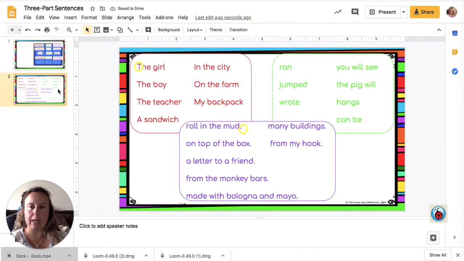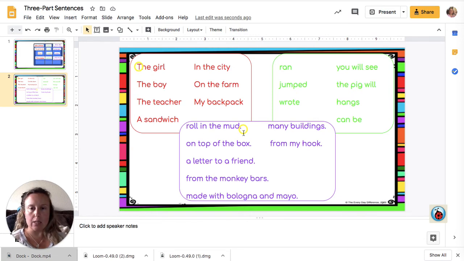Now we're going to go to this page. What I've done here is I have built in some terms that you can use in order to collect them and create sentences of your own. So I have the girl, the boy, the teacher, a sandwich, in the city, on the farm, and my backpack. You'll notice that each of these starts with a capital letter. They are at the beginning of a sentence. Here in the middle for the action, we have ran, jumped, wrote, the pig will, hangs, or can be. And then down here, these are our endings.